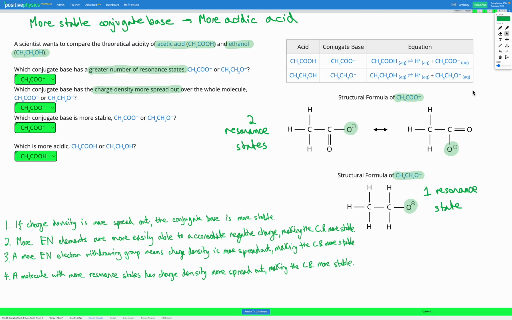So to summarize, in these questions where we're looking at acidity trends, we're looking for the more stable conjugate base. That's going to be our more acidic acid. And to determine which conjugate base is more stable, we're looking for one that can most easily accommodate the negative charge that it has. So that could mean that it has a bigger radius or volume, so the charge is more spread out. It could mean the acidic atom is made of a more electronegative element, so it can more easily accommodate that negative charge. It could mean that we have a more electronegative electron withdrawing group, helping the charge to be spread out over the whole molecule. Or it could mean that we have more resonance states, meaning our charge again is more spread out over the whole molecule.